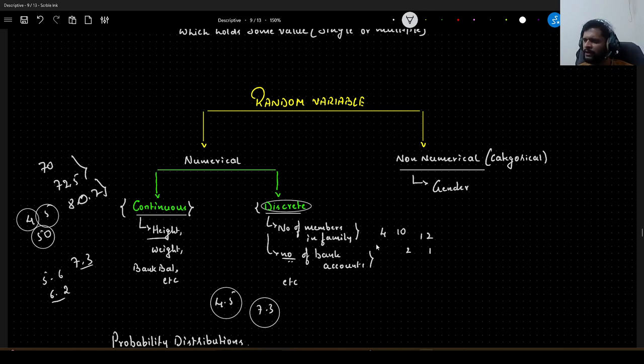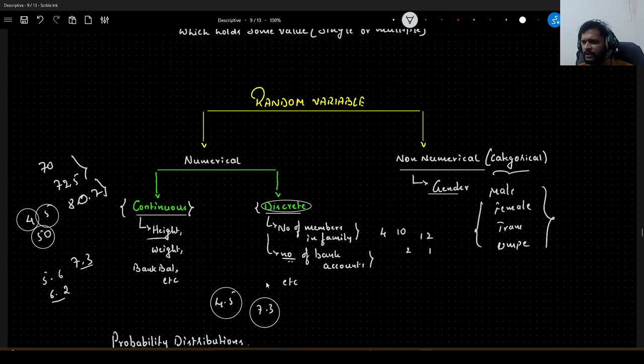Okay? Now coming to non-numerical or categorical random variables: anything that doesn't hold numerical values can be categorized as a categorical random variable. The simple example would be gender: male, female, trans, unspecified, right? There could be many more, correct? So these are all examples of categorical random variables.